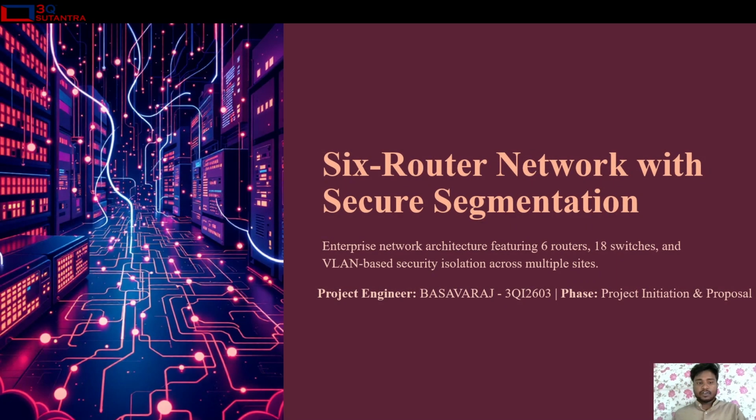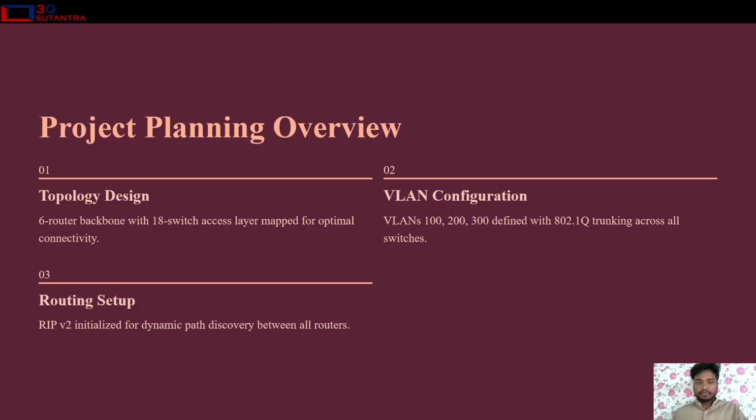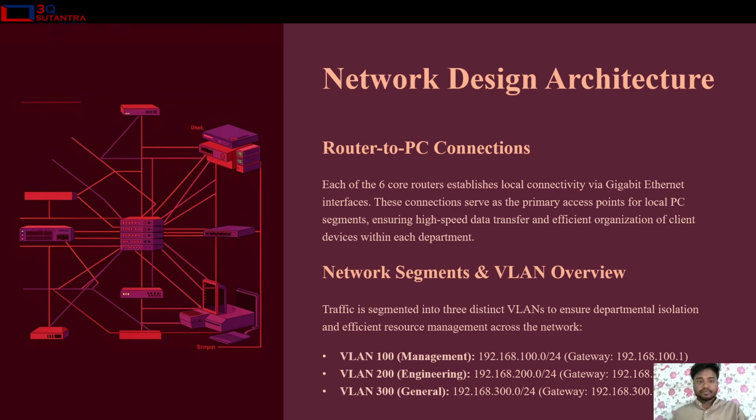I built a large scale network for a company. I used six main routers and 18 switches to link everything together. I mapped out how all 24 devices would talk to each other. I planned three separate zones so different departments don't see each other's private files. I used IP addresses to create different teams: VLAN 100, VLAN 200, VLAN 300. They're all IPs, and these are the gateways.